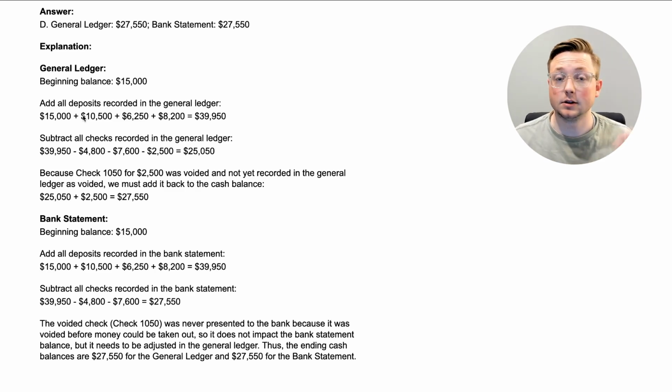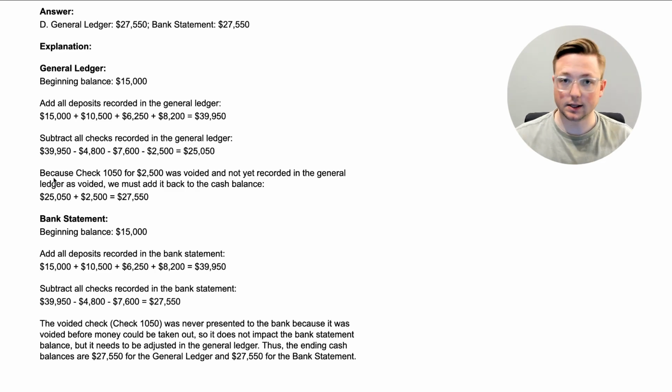Basically, deposits are additions and checks are taken out. And so when you see a check, that means that money was taken out. So that's something I wanted to show you. So for the general ledger, we take the initial $15,000, we add all the deposits, and that gives us $39,950. And then we subtract all the checks, including check 1050. That's what this one is right here. And that gets us to $25,050.